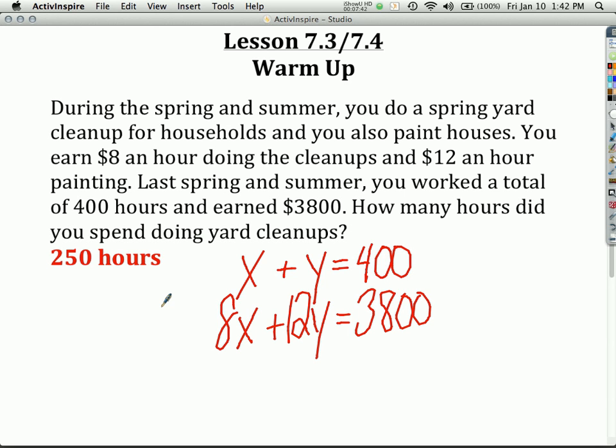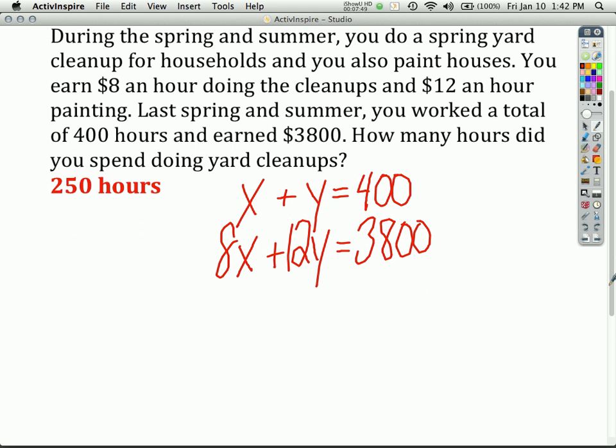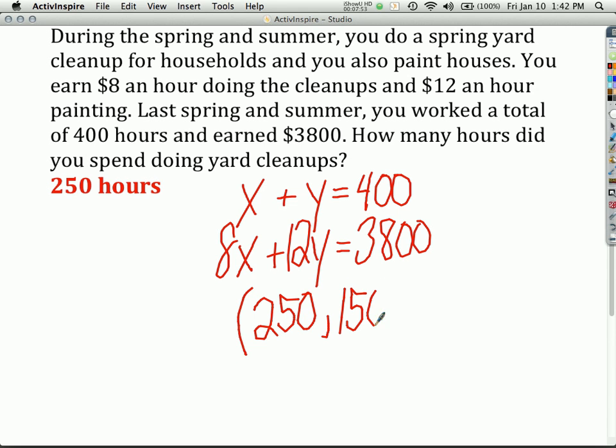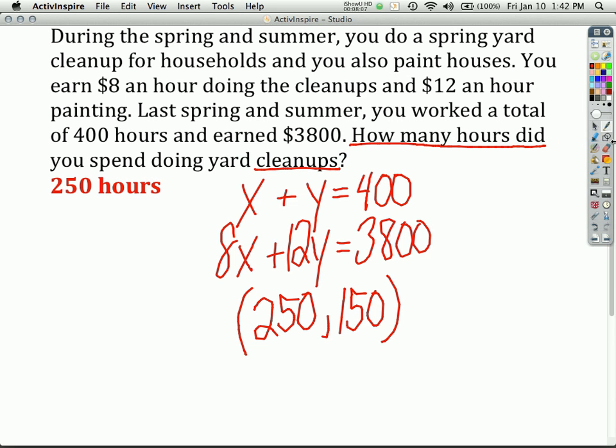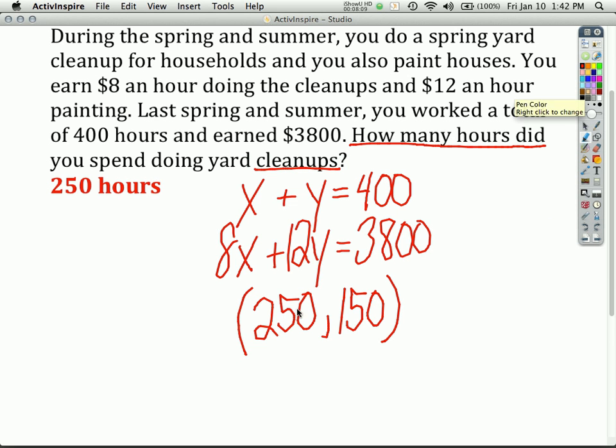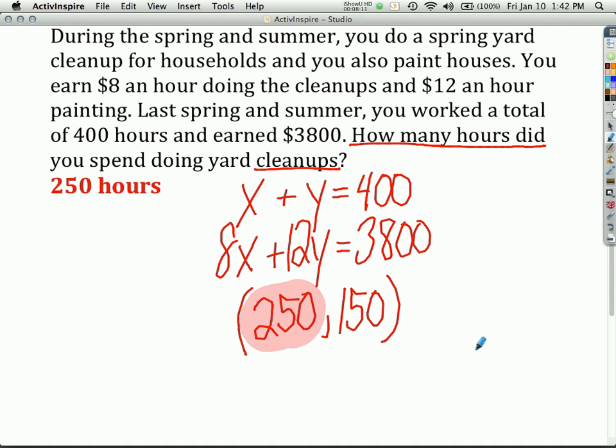I'm also very proud of this group who figured out that the answer was 250 hours. The answer was not 250, 150. There were a number of people who wrote that down, but then you guys did understand that the question said, how many hours did you spend doing cleanups? And so what that meant was just this first number. And so that was important to understand. You have to answer the question.